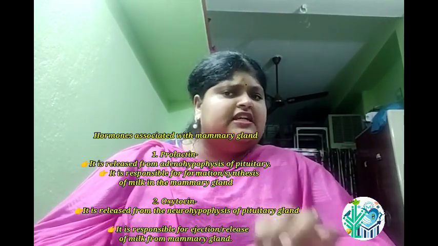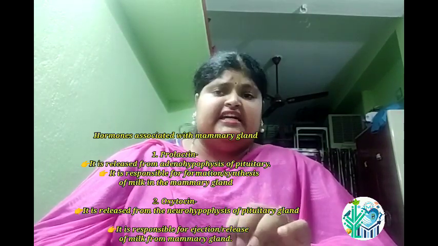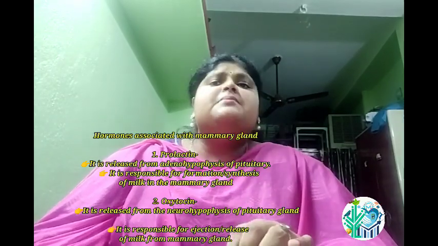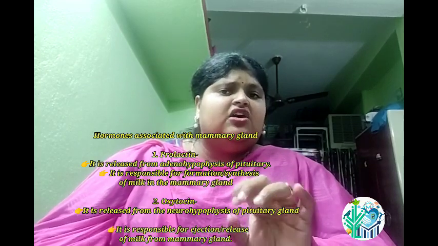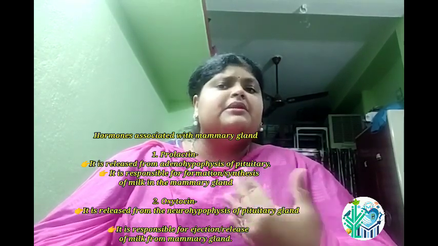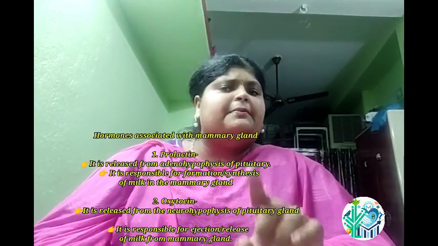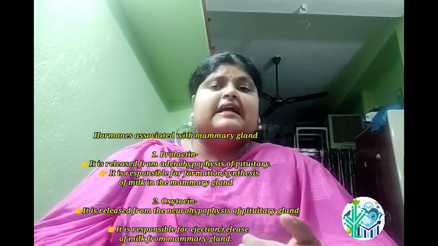So what is the function of oxytocin in the mammary gland? Oxytocin is responsible for the ejection or release of milk from the mammary gland. Prolactin, released from the adenohypophysis of the pituitary, is responsible for formation of milk in the mammary gland.